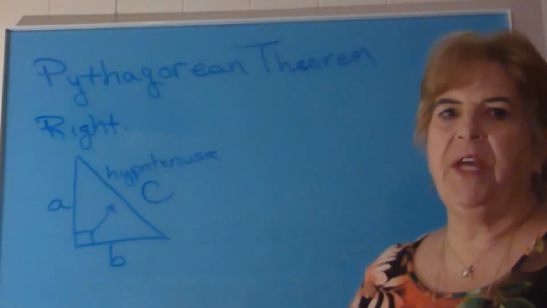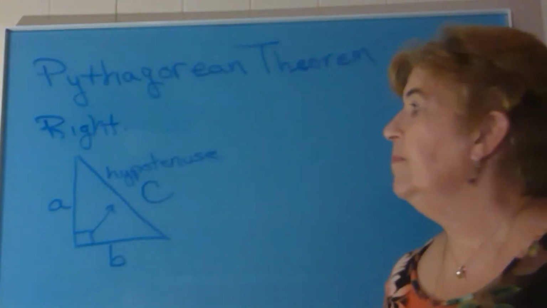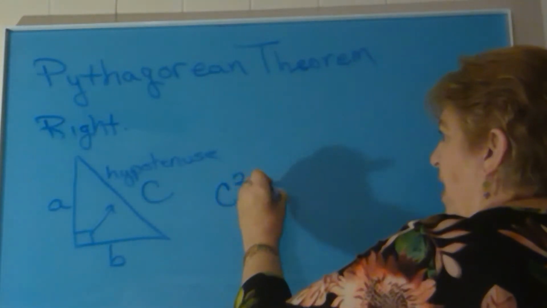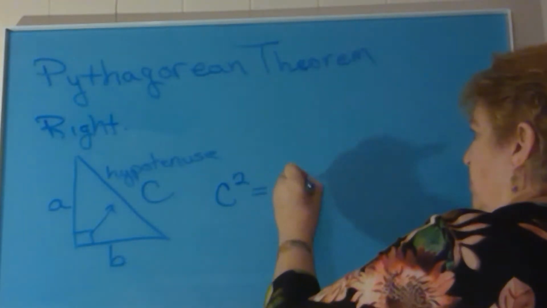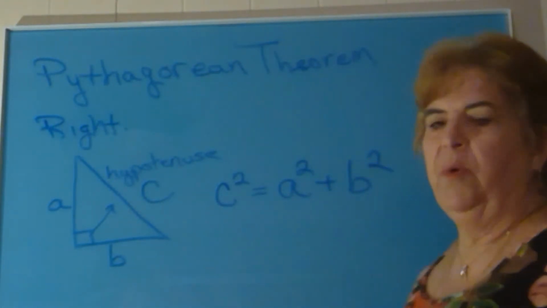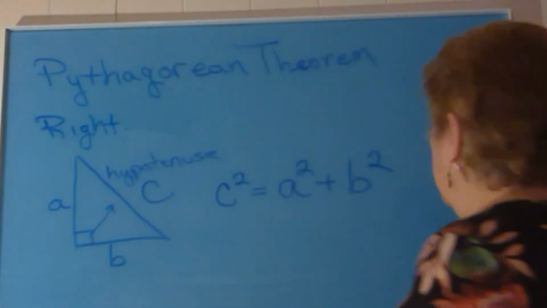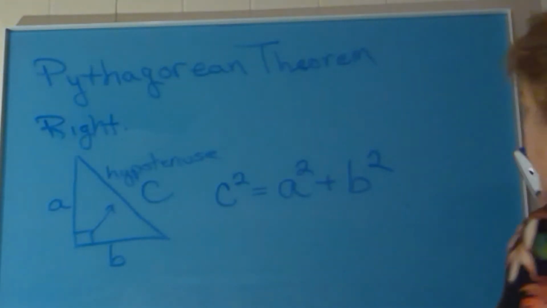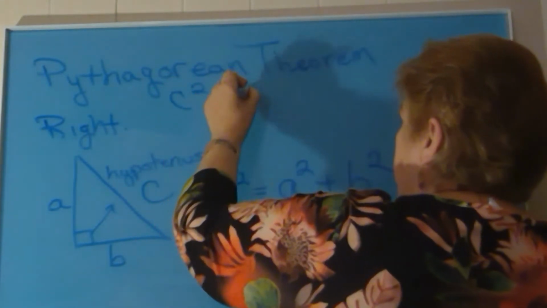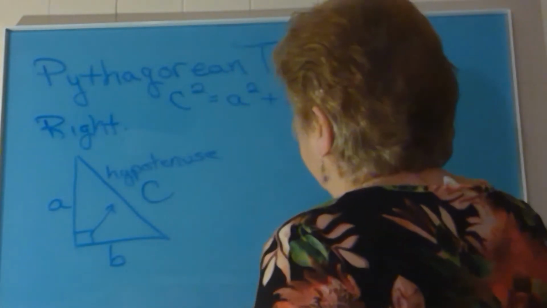Now, it doesn't matter which side you label A or B, but it is important that it's the hypotenuse that's C, because the Pythagorean theorem says if you square the hypotenuse, that's equal to A squared plus B squared. To look at a couple examples of this, I'm going to write this up there so that I can erase some of this.